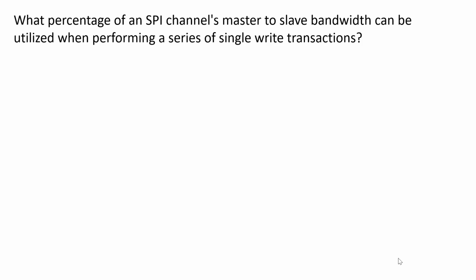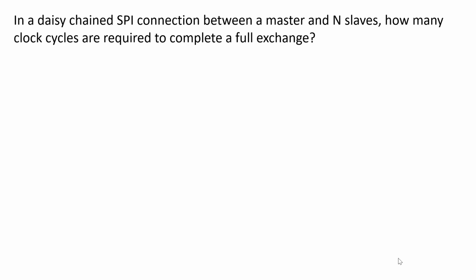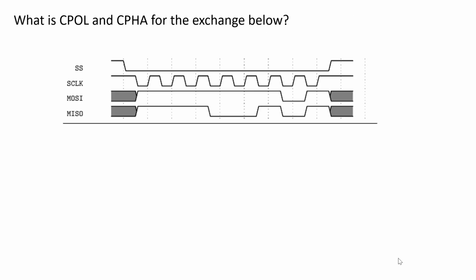So quiz 2 asked the question: what percentage of SPI channel's master to slave bandwidth can be utilized in performing a series of writes? Answer is 100% because when you're doing writes, the master is sending the header and then the data on the master to slave channel, the MOSI channel. In a daisy-chained SPI communication between a master and n slaves, how many clock cycles are required to complete a full exchange? It would just be 8 times n, right? So if there's 1 slave, it's 8 bits to do an exchange. If it's 2 slaves, 16.